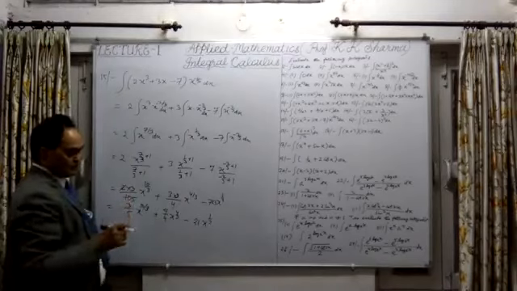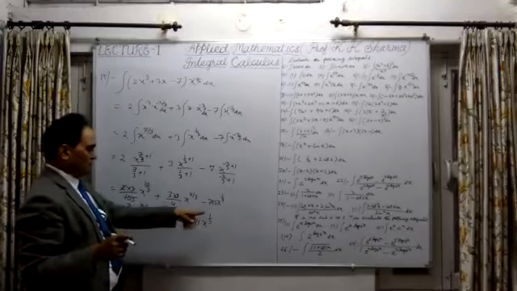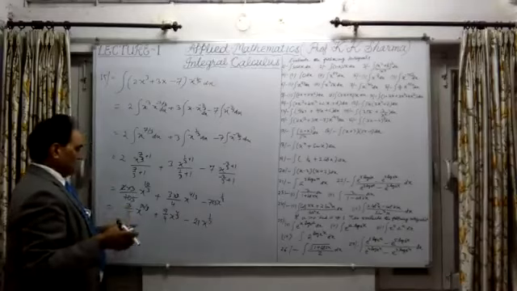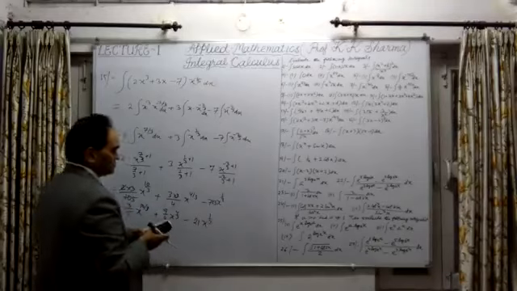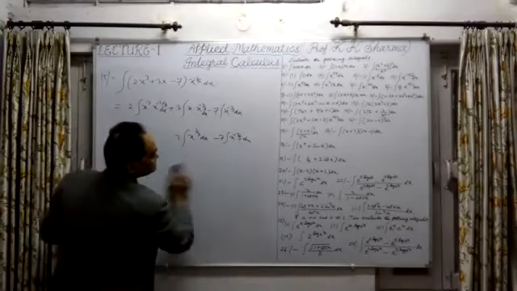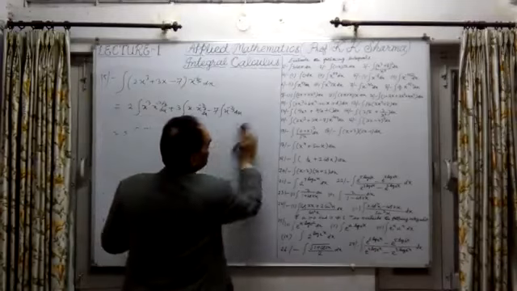So powers of x are 10 by 3, 4 by 3 and 1 by 3, and multiplication by constants 3 by 5, 9 by 4 and minus 21. So this is the answer of question number 15. Question number 15 we have done.